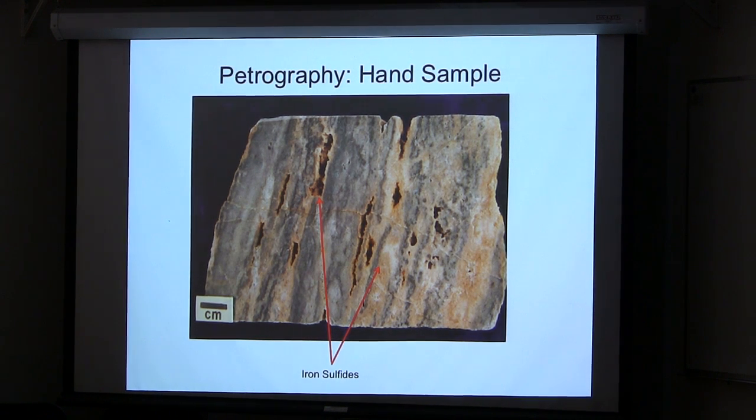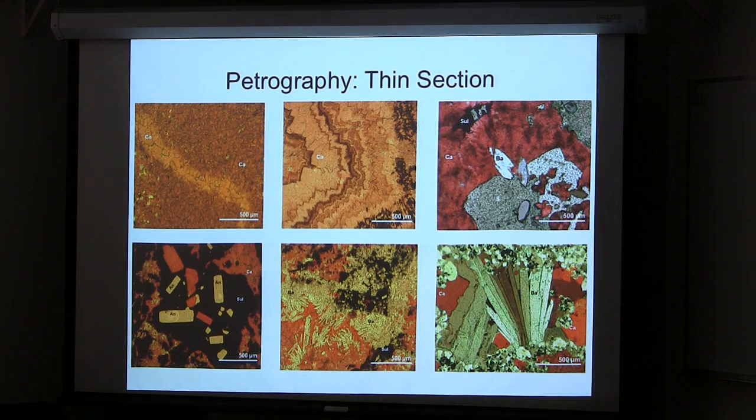So zooming in on a specific sample, you can see the presence of iron sulfides disseminated throughout the sample, as well as iron sulfides that locally line the cavities and fractures in some of the samples. And then when looking at these caprocks in thin section, they also exhibit the same complex cross-cutting relationships.